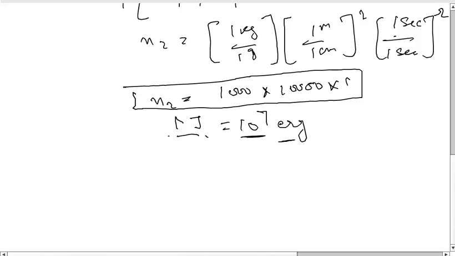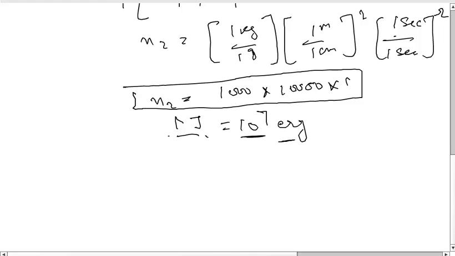Then it also fails to derive the exact form of physical relation, which is the same thing. Since we cannot determine the dimensionless constant or pure number, it fails to derive the exact form of physical relation. That's why we cannot use it for deriving relations.